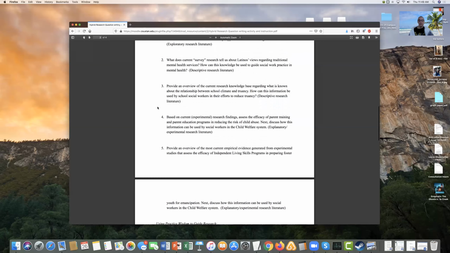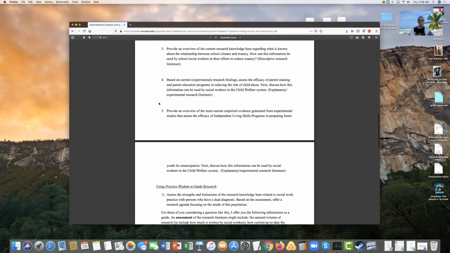Now I want to look at an experimental research question. Based on current experimental research findings, assess the efficacy of parent training and parent education programs in reducing the risk of child abuse. So here you're looking at an experimental research design that looks at, does this particular intervention work, or does this particular intervention not work? Next, discuss how this information can be used by social workers in the child welfare system. So you would have to be able to find experimental research findings for your particular topic.